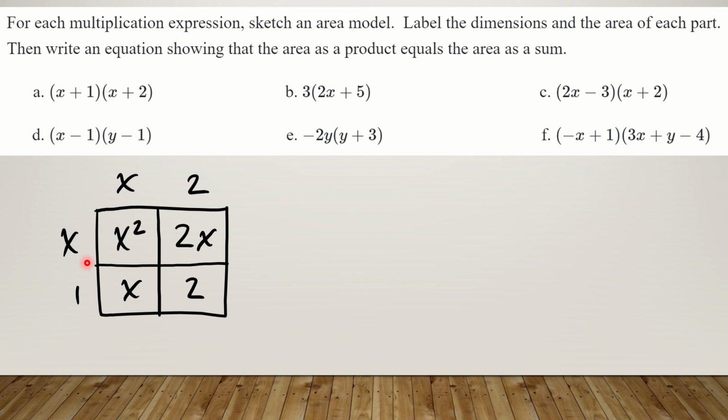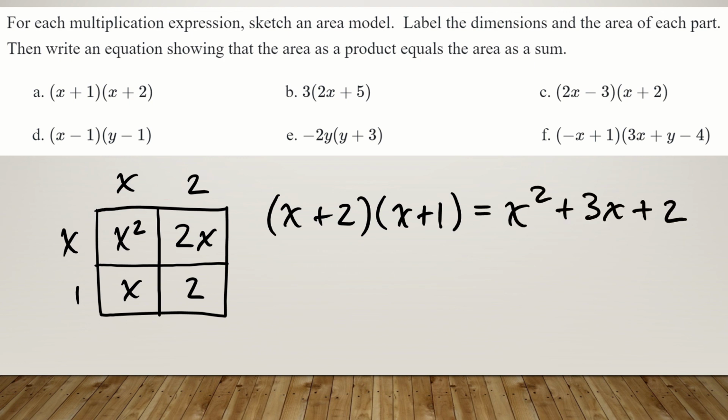And you'll notice that it was a 2 by 2, so I've got the x plus 1 by the x plus 1, x squared, 2x, x, and 2. And then I want you to write an equation showing that the area as a product equals the area as a sum. So the area as a product is the x plus 2 times x plus 1. So you're showing the 2 dimensions, this dimension times this dimension. And then the area as a product equals the area as a sum. Here's the area as a sum of parts.